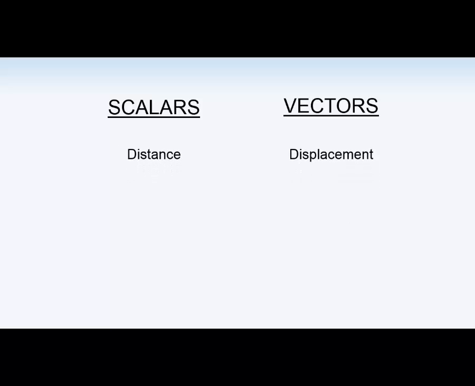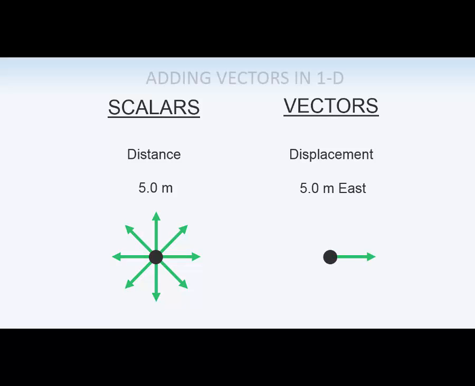If we look at both distance and displacement, we can give an example of distance as 5.0 meters. However, when we do that, that doesn't tell you in which direction that 5.0 meters is. It could be any direction. When we make it a displacement, a vector, we give it a direction as well. So we have 5.0 meters to the east, and that is a specific direction and distance.